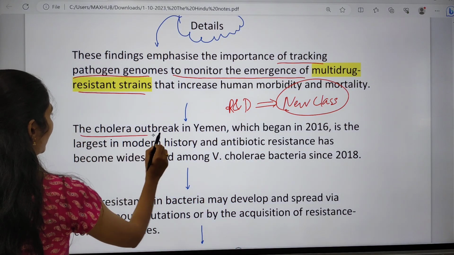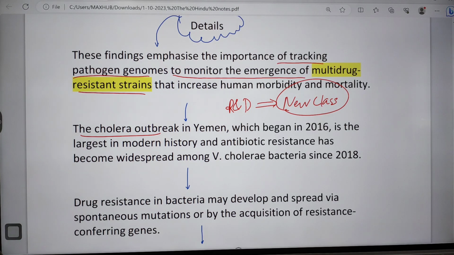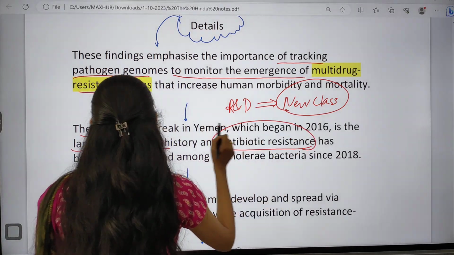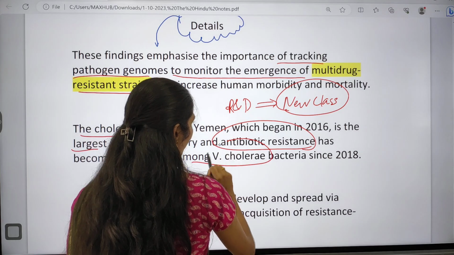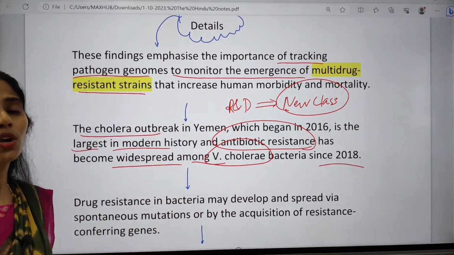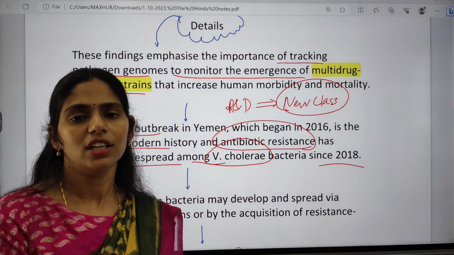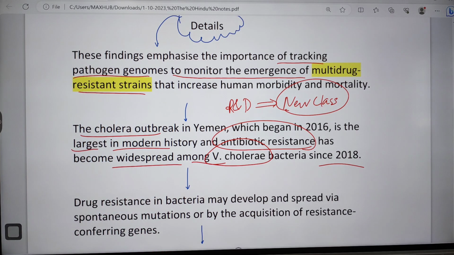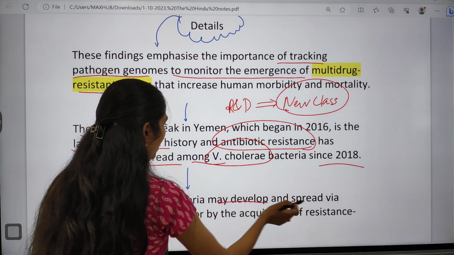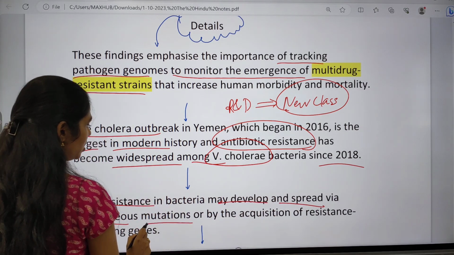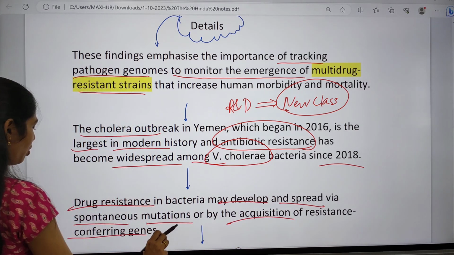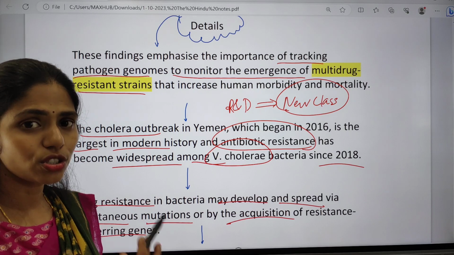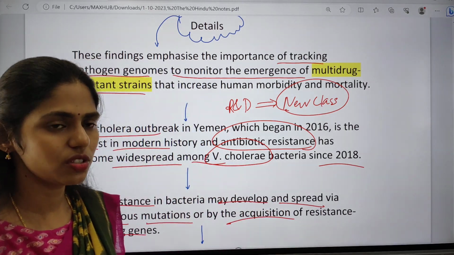Next, the cholera outbreak in Yemen began in 2016 and is the largest in modern history, and antibiotic resistance became widespread among Vibrio cholerae bacteria since 2018. That means we have to test before giving antibiotics, to see which antibiotic is sensitive against that Vibrio cholerae. Next, drug resistance in bacteria may develop and spread via spontaneous mutations or by acquisition of resistance-conferring genes. So this drug resistance is seen in bacteria because of transmission of the gene to the next generation of Vibrio cholerae.